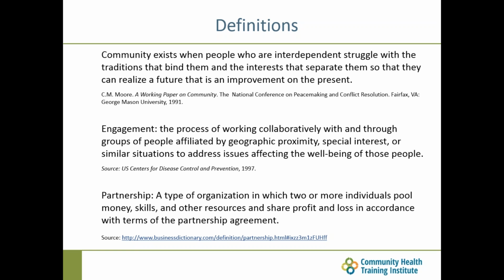But we did want to start out with some definitions. So when we talk about community, what are we really talking about? Community is a broad term that's used in a lot of different ways. So I like this definition. It exists when people who are interdependent struggle with the traditions that bind them and the interests that separate them so that they can realize a future that is an improvement on the present. So I think that's very applicable to our time right now as well, but really thinking about the way things have always been, and my own personal interest, again, back to that collective impact. The community is really coming together, and community coalition work, I think, is really coming together to look at how do we make a better place for all of us.